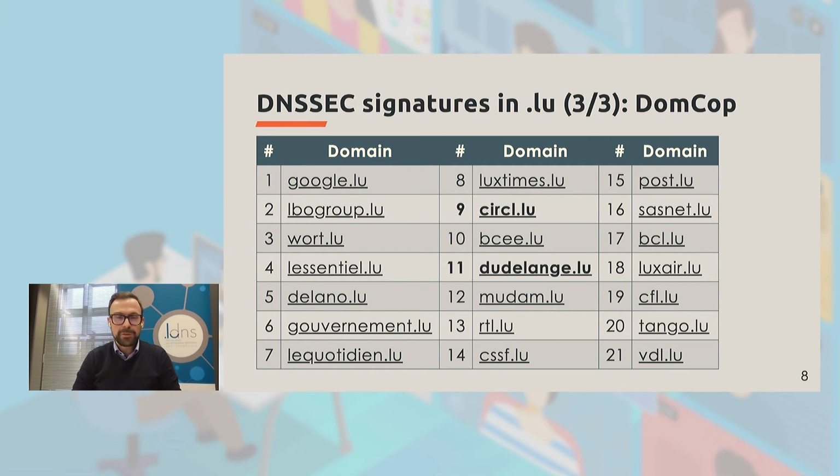It's funny to note that DNS-LU is DNSSEC signed while VDL, so the domain of the city of Luxembourg, is not. And I'm a bit sad that Post and Tango, although they provide validating resolvers to their customers, didn't sign their own, so they made like half the work to properly, to efficiently use DNSSEC. Next slide, please.